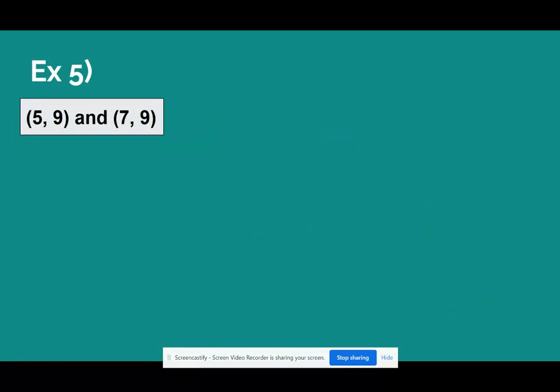Lastly, we have 5, 9, and 7, 9. So x1, y1, x2, y2. We start with our slope formula, which is m equals y2 minus y1 over x2 minus x1. We start with a blank template. So I always suggest you start with a blank template of m equals fraction bar and then your subtraction signs. And we just start filling it in. y2 minus y1, that is 9 minus 9. And then on the bottom, 7 minus 5.